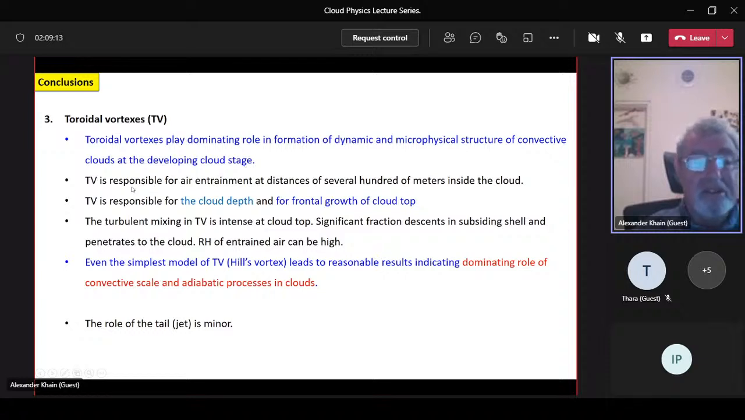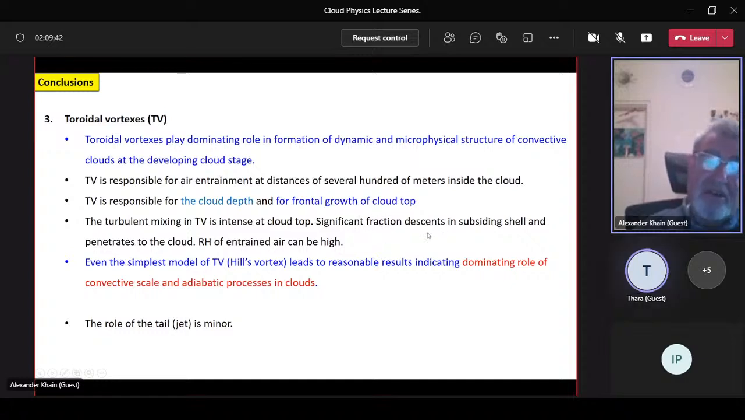The toroidal vortex is responsible for entrainment at distances larger than several, even 100 meters inside of clouds. The toroidal vortex is responsible for cloud depths and for frontal growth of cloud top. And turbulent mixing is intense in cloud top.